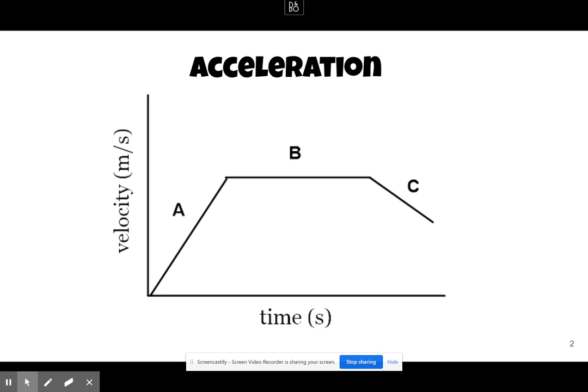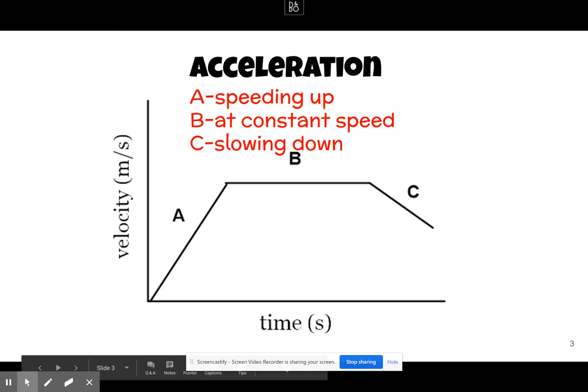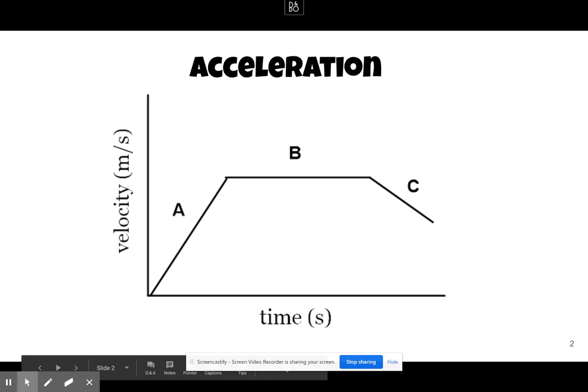All right, so what I want you to do is start out with telling me what is happening at segment A here, and segment B, and segment C. So take a moment to pause, and let's go over the answers in a minute.